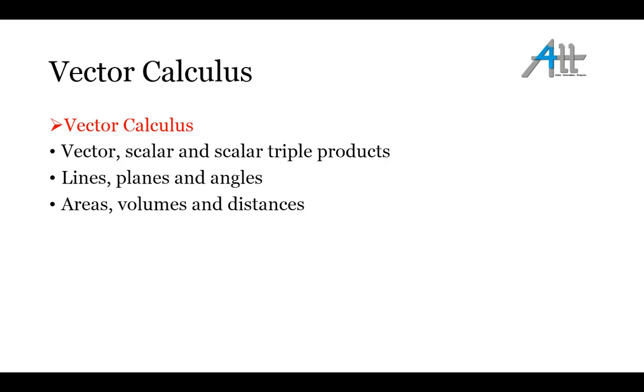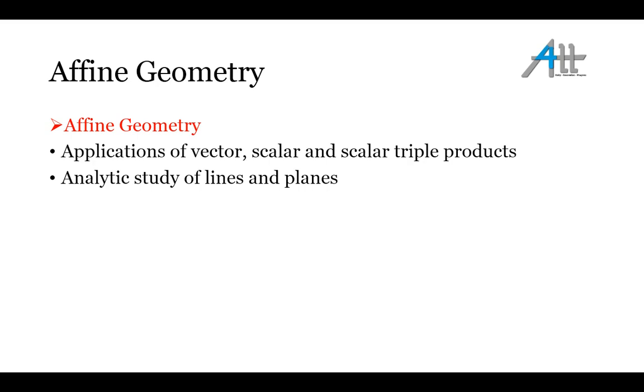Under vector calculus, we look at the vector, scalar, and scalar triple products. We'll look at lines, planes, and angles, and then areas, volumes, and distances. Moving on to affine geometry, we look at the applications of vector, scalar, and scalar triple products, and we'll look at the analytic study of lines and planes.